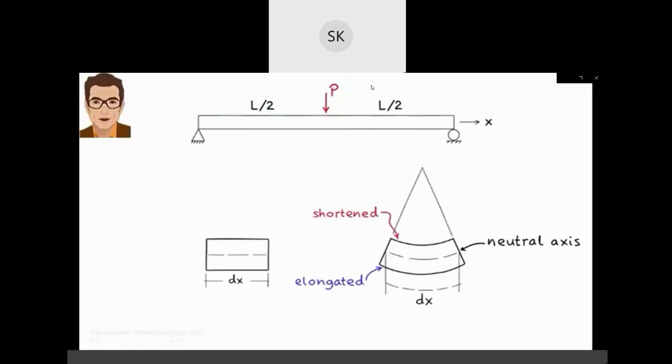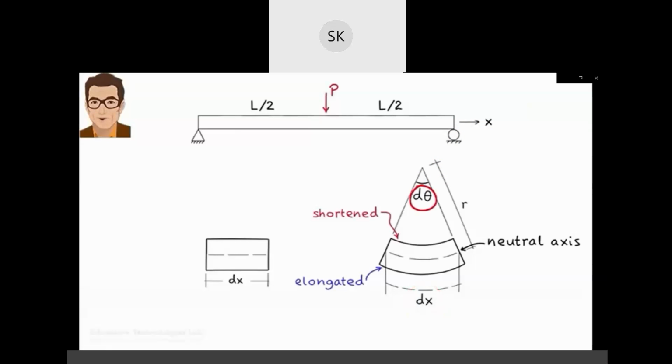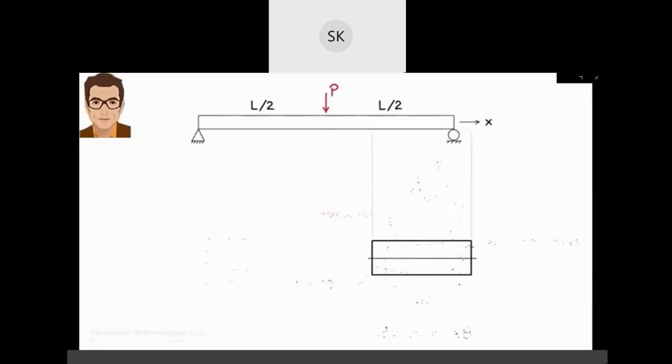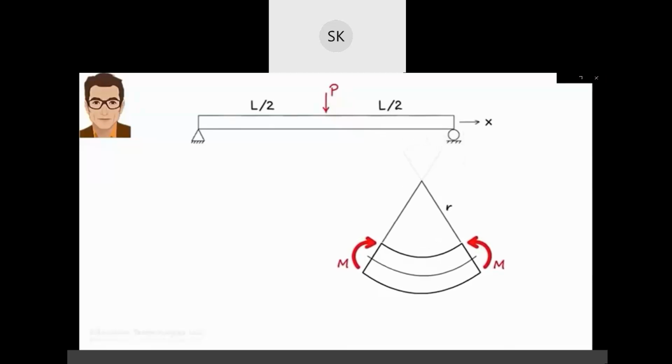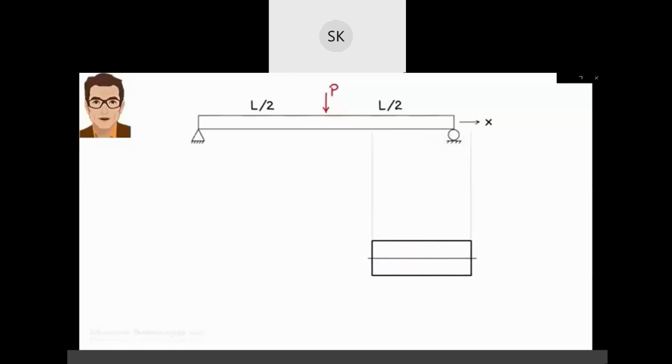Now we can write dx in terms of d theta. From basic geometry, we know that an arc length of a circle equals the radius of the circle times the angle facing the arc length. Here the arc length is dx, the angle facing it is d theta, and the radius of the circle is r. So we can write dx equals r d theta. Note that r is inversely proportional to m. As m increases, r decreases, and vice versa.